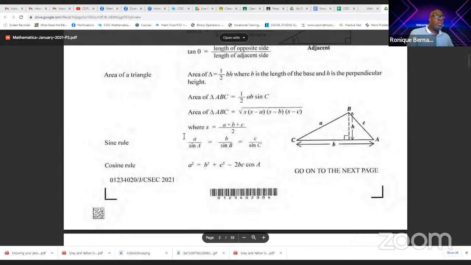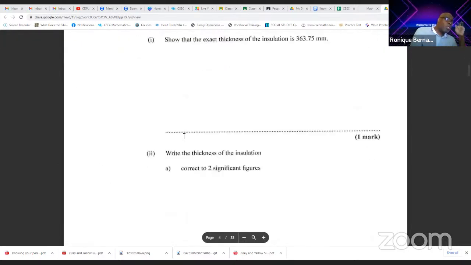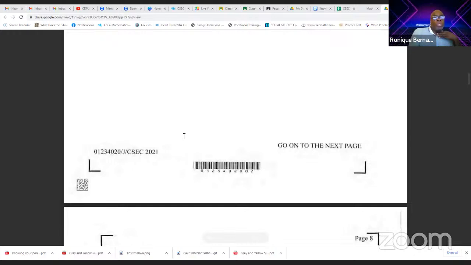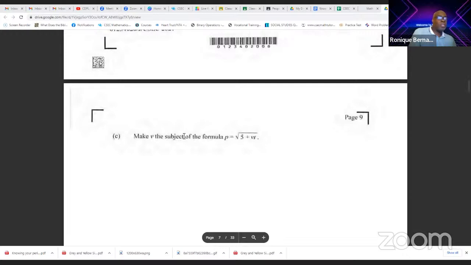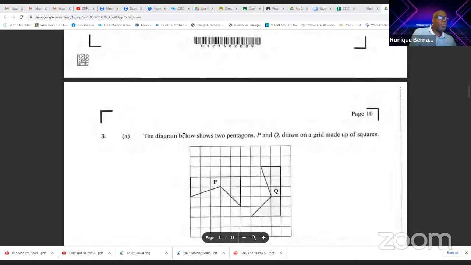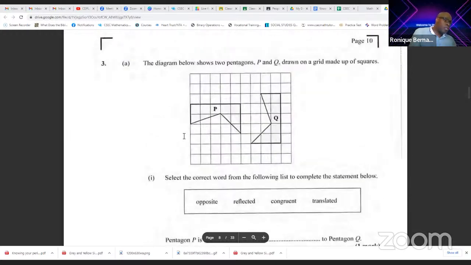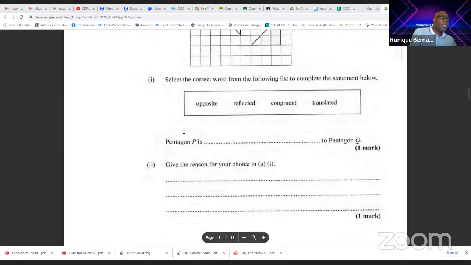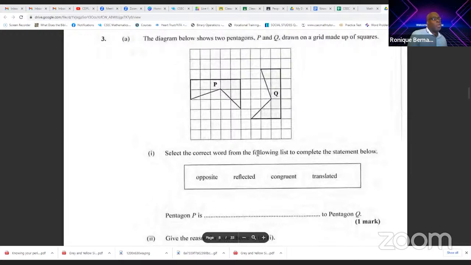All right, so let's go down so we can find a trick question. I am using this moment to show you how to approach the exam questions as relates to trigonometry, since that's the area we're looking at now. Now, this is a geometry question, as I can see. You have to select a word from the following list to complete the statement below.